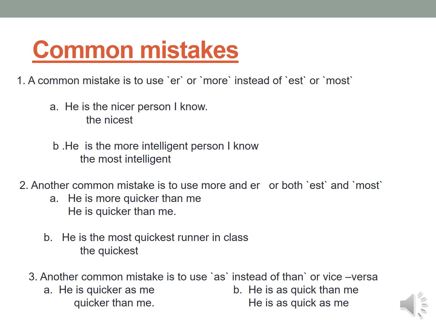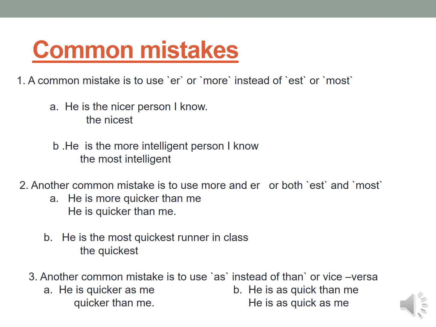Another common mistake is to use both more and er, or both est and most. We can't say he is more quicker than me, but he is quicker than me. We can't say he is the most quickest runner, but he is the quickest runner.